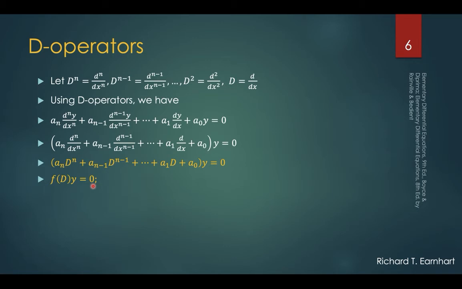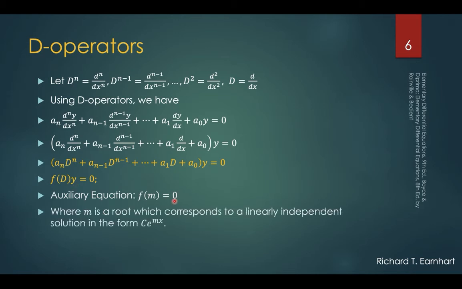And for every f of D times y equals 0, there corresponds an auxiliary equation, which is obtained by replacing D by m, and then getting rid of the variable y. And then we solve the equation, and if m is a root of the equation, that corresponds to a linearly independent solution in exponential form, so the arbitrary constant c, e raised to the root multiplied by x.